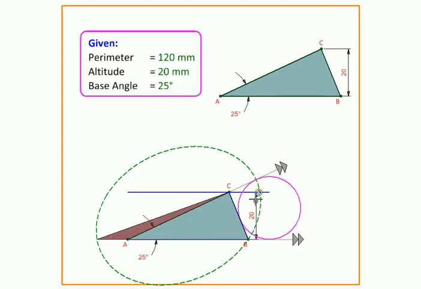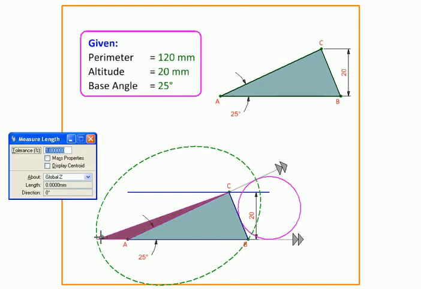It is having the same height, it is sharing the same base, it is also making this angle, but it is the external angle. And let us finally check the length or the perimeter of this triangle. So if I click here, I'm getting 120 millimeters. So that's another solution, a kind of inverted solution.